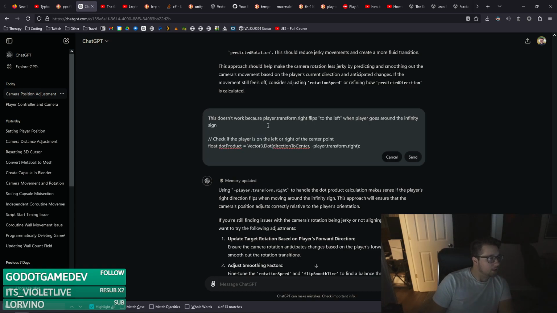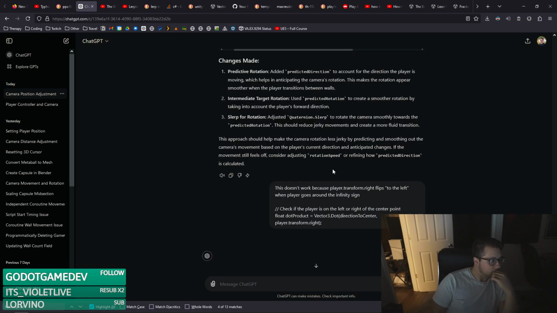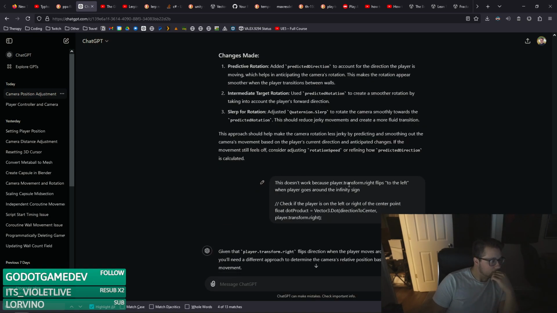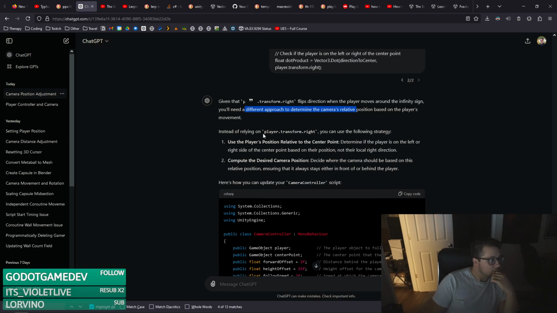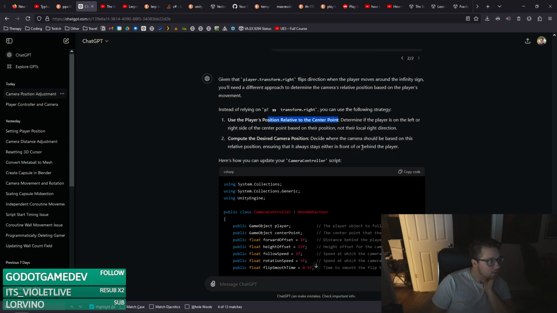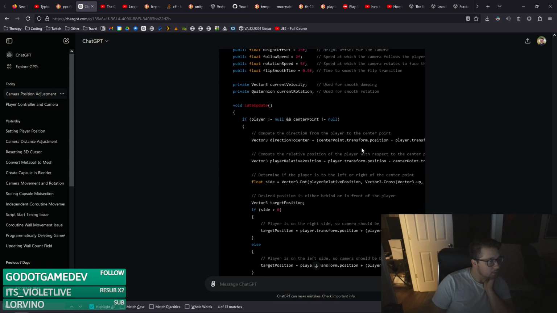Oh, I'm an idiot. I just confused it. Given that that flips the direction, you'll need a different approach. Instead of relying on right, you can use the following strategy: use the player position relative to the center point. Yeah, that's what I want to do.